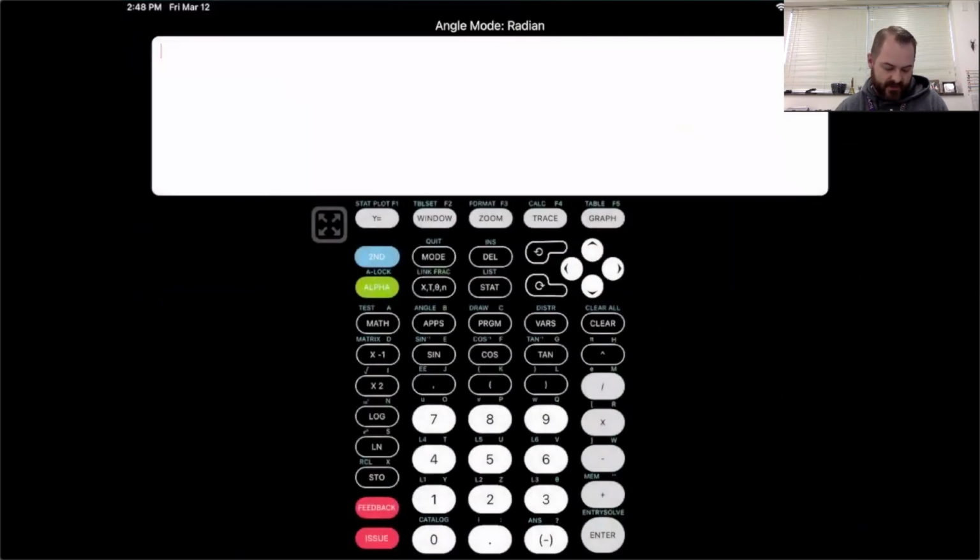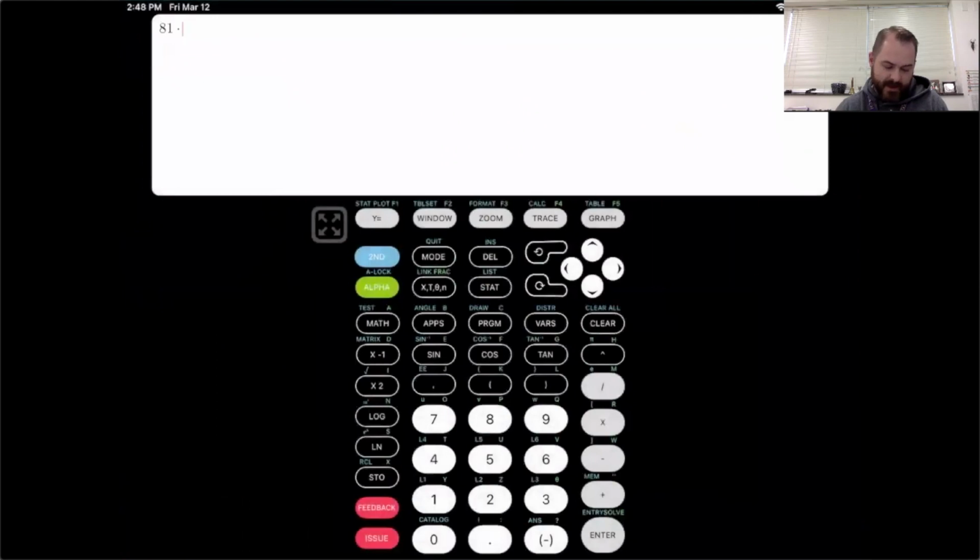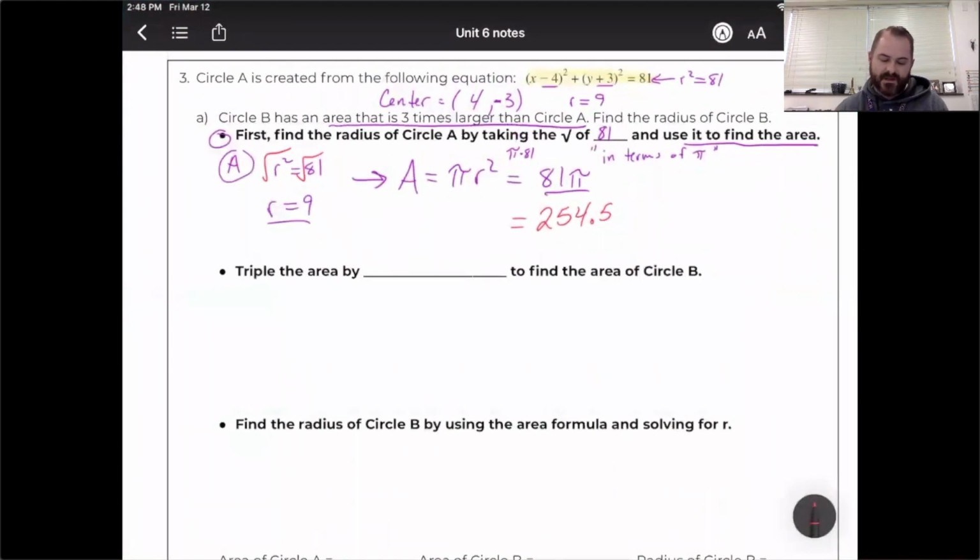So like I said, if I do 81 times pi, I get about 254.469, but we just leave it as 254.5 on our paper. Okay, so that's the area of the original circle. So the next part is, it says that this area of circle B is 3 times as large as that. So we are going to triple the area.